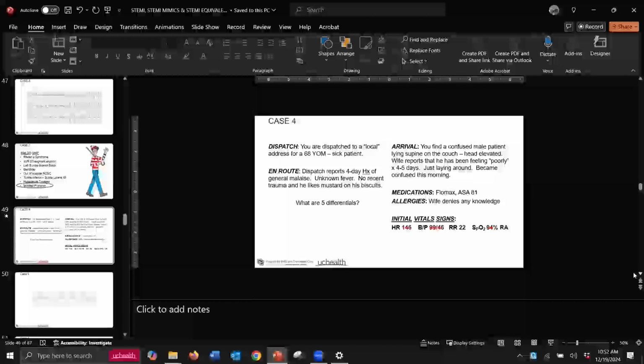Maybe. Okay, so you find a confused male patient laying supine on a couch, head elevated. Wife reports that he's been feeling poorly times 4 to 5 days. He's just laying around. He became confused this morning. He takes Flomax and aspirin, 81 milligrams a day. Wife denies any knowledge of allergies. Current heart rate is 146. Blood pressure is 99/46. Has a respiratory rate of 22, a pulse ox of 94, and it doesn't say, but I'm going to put his temperature at 101.2.